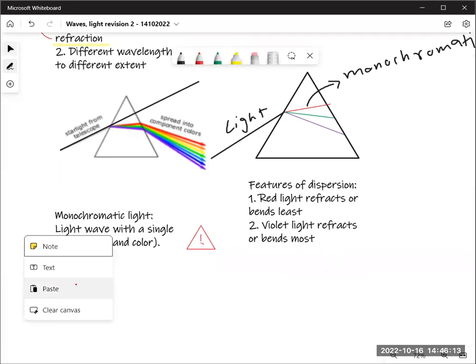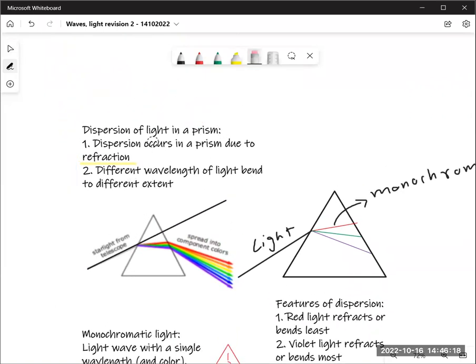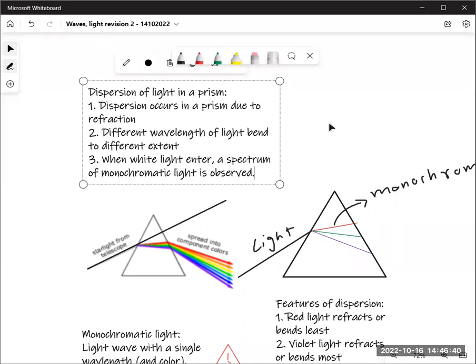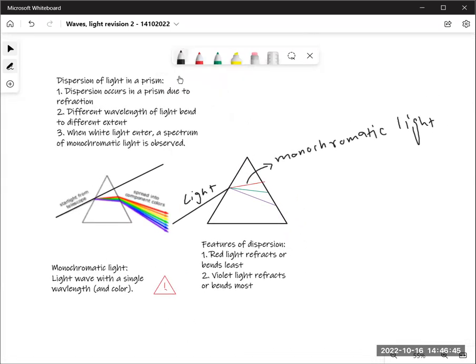Write this as well. One more thing, in this dispersion of a prism, write the third point: a spectrum of light, or when white light enters, a spectrum of monochromatic light leaves, is observed. Is that clear? Yes. Okay, can you zoom out? Perfect. Now, one last thing, I'll give you the spectrum right here, which you need to memorize by heart.